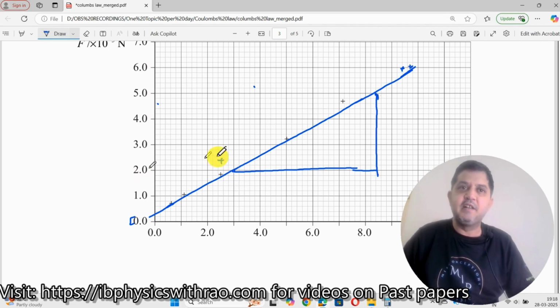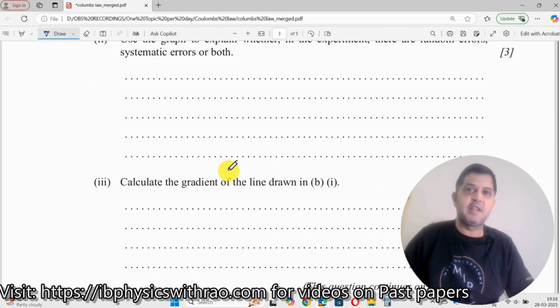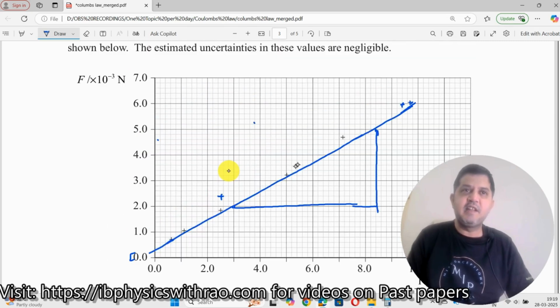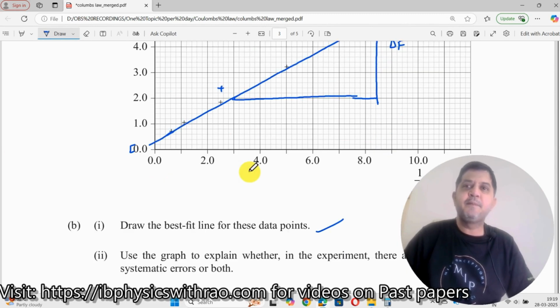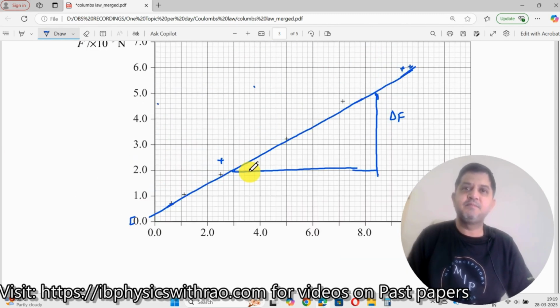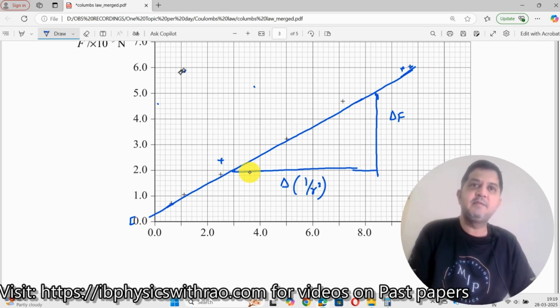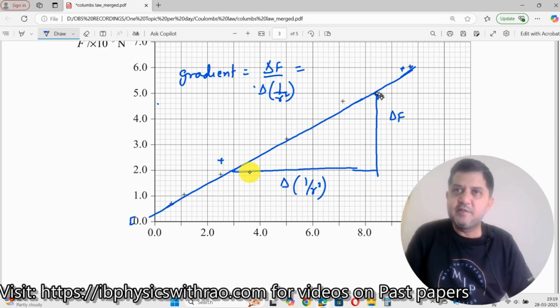Now, what do I need here? It says calculate the gradient of the line. What is the gradient here? This is your delta F, and what is this over here? This is your 1 by r square, delta of 1 by r square, because we need to know what it is about, right? So therefore, gradient is equal to delta F divided by delta of 1 by r square. Don't do any math over here, just calculate the gradient.